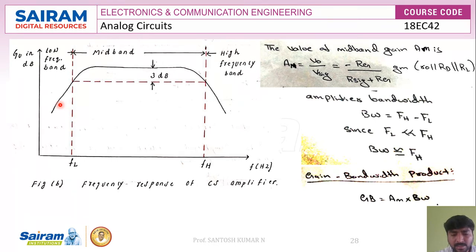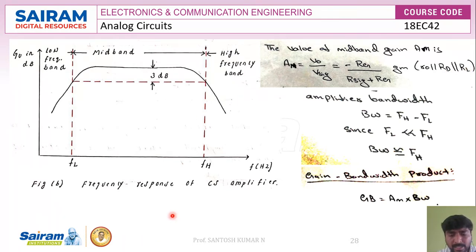Because of that, the gain will fall at lower frequency bands. In the mid frequency band, the gain is constant over a wide range of frequencies. So we call this the mid band. You can see the gain is constant for a large range of frequency between FL and FH. The value of the midband gain AM is given as V naught by V signal, which is equal to minus GM by R signal plus RG, into GM into R naught parallel with RD parallel with RL.